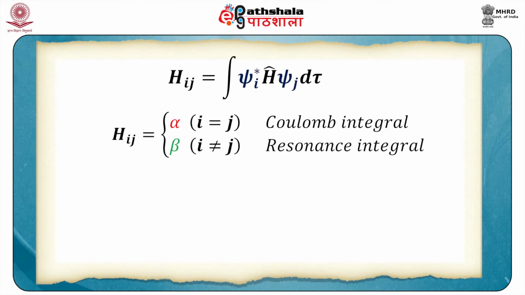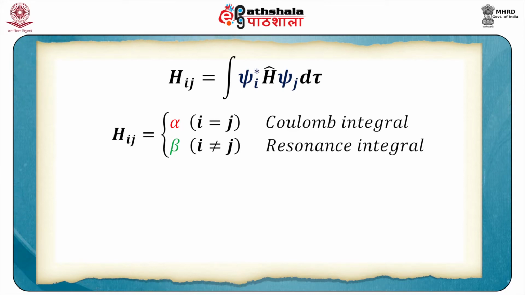We have learned all these things earlier. Similarly, Hij is equal to beta if i is not equal to j and if i and j are linked to each other. If i and j are not linked to each other, then Hij is taken to be equal to 0. In the present case, Hij when i is not equal to j is taken to be beta, and that is called the resonance integral.